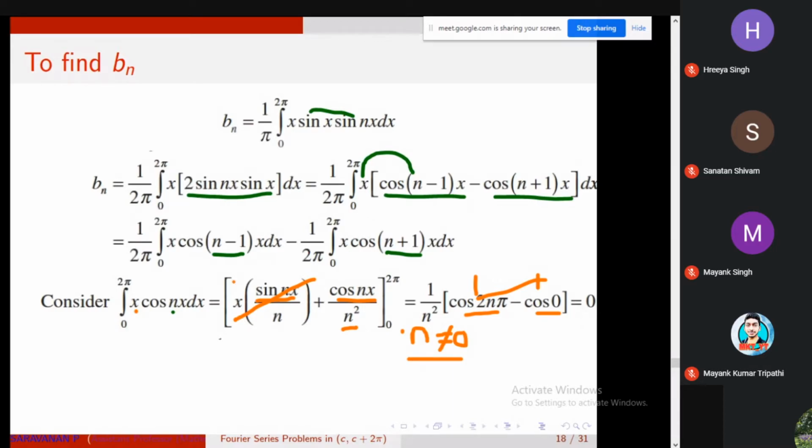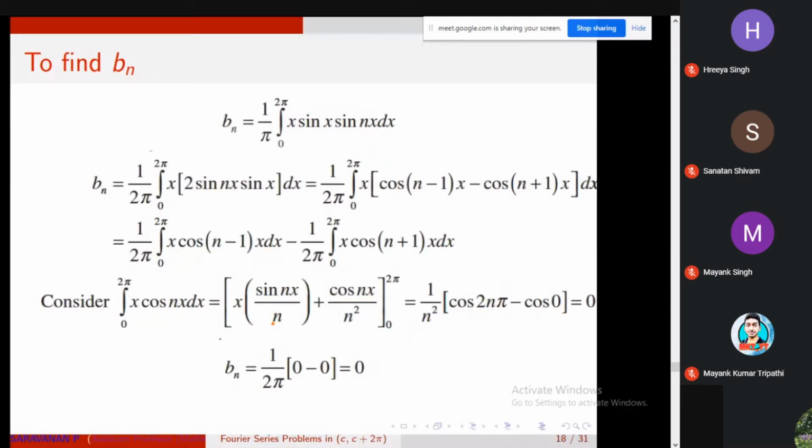Then take the first integral. What will be the integral of this one? This is also 0. The value of this integral is 0, but it is not true for n minus 1 equal to 0. That is, it is not true for n equal to 1. The reason is, when you compute the integration, in the denominator here you will get n minus 1, and here n minus 1 whole square. Therefore, that is not true.